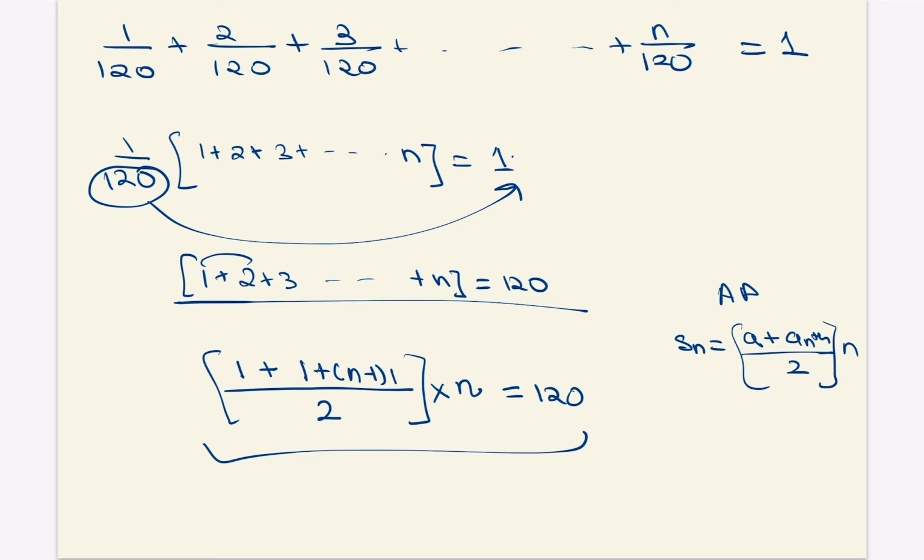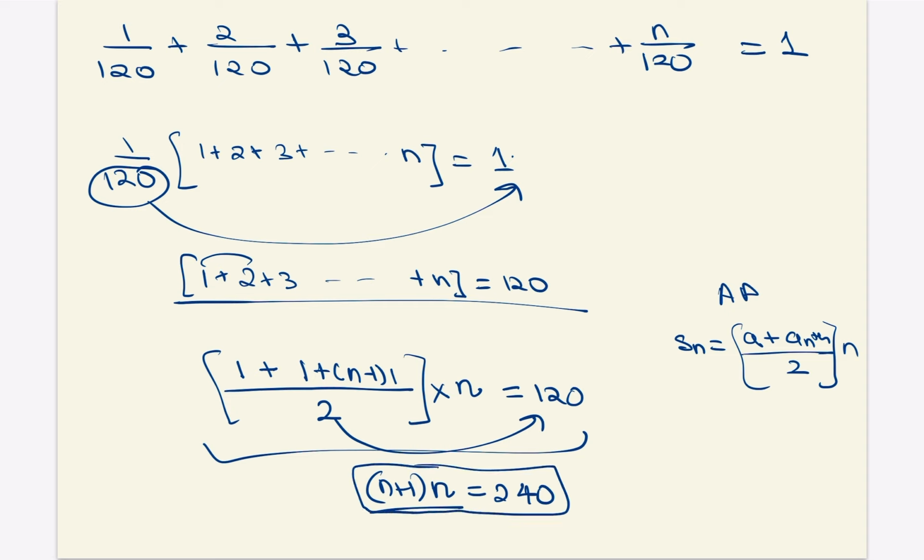Now this is n minus 1 into 1, which is n minus 1, plus 1 plus 1. This minus 1 plus 1 gets cancelled out, so we are left with n plus 1 multiplied by n. Upon this, 2 goes to this side and gets multiplied and becomes 240, since 120 into 2 is 240. Now we can see that this is the equation that we need to solve.